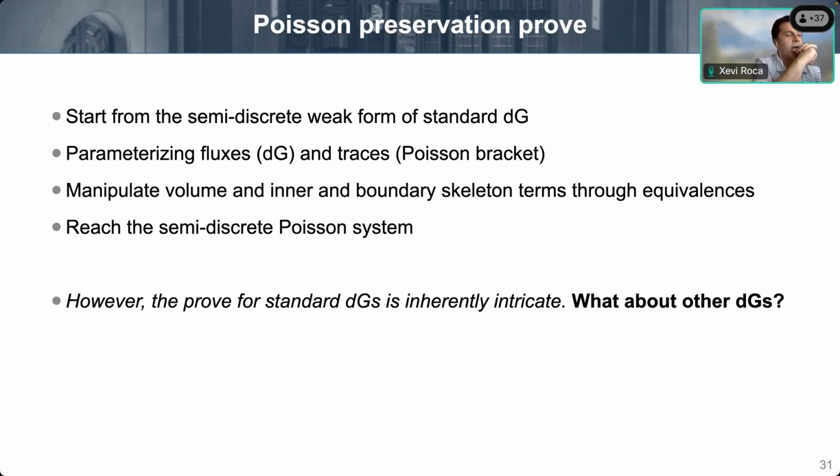And we were thinking, okay, is there a way to obtain a different DG method, some kind of DG method in semi-discrete form that you can also transform to a semi-discrete Poisson system, but that is closer than the standard DG? And this is what we proposed to Martí for part of his thesis. Next slide.